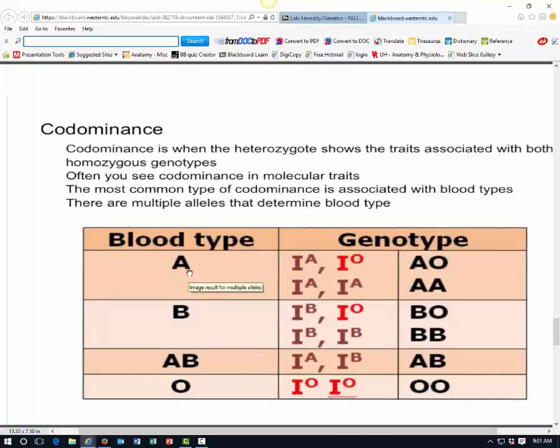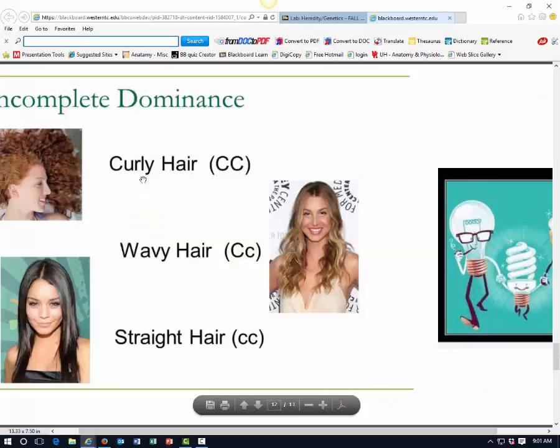We have blood type allele A, blood type allele B, and if each is inherited by the offspring, the blood type of that child is blood type AB. So they inherit both alleles and they express both alleles, which is different than type A or type B or type O. Another example is incomplete dominance.